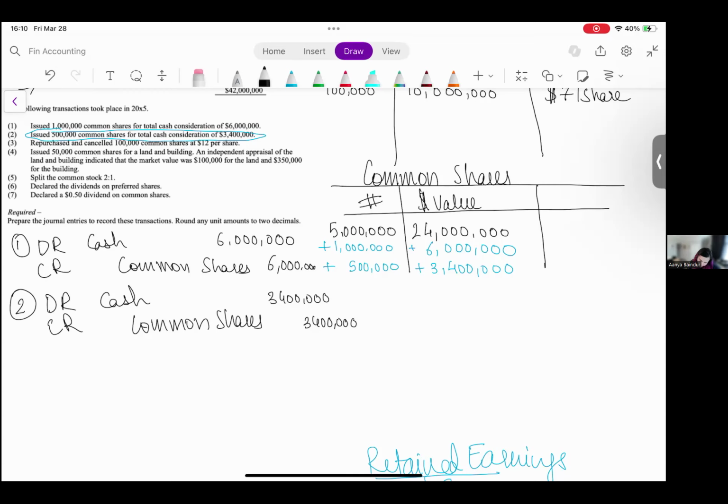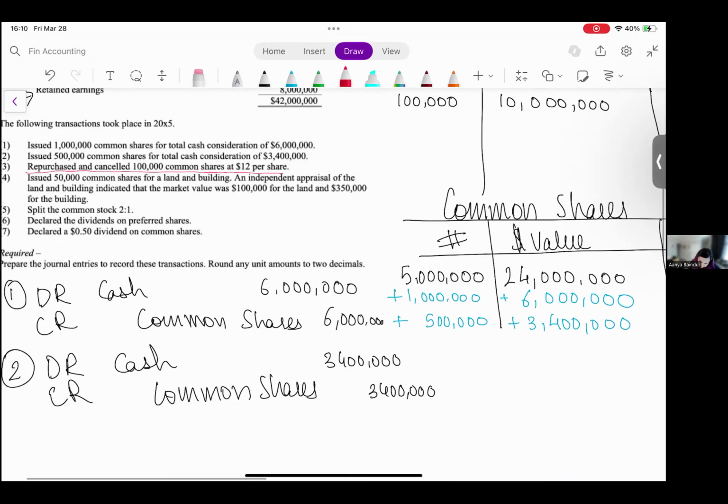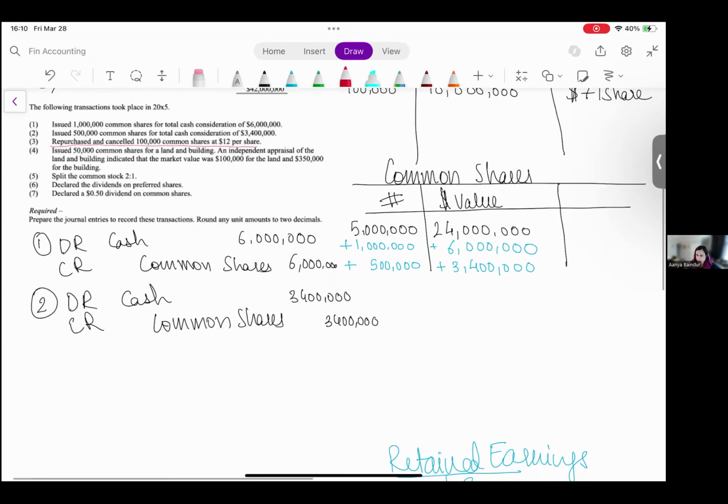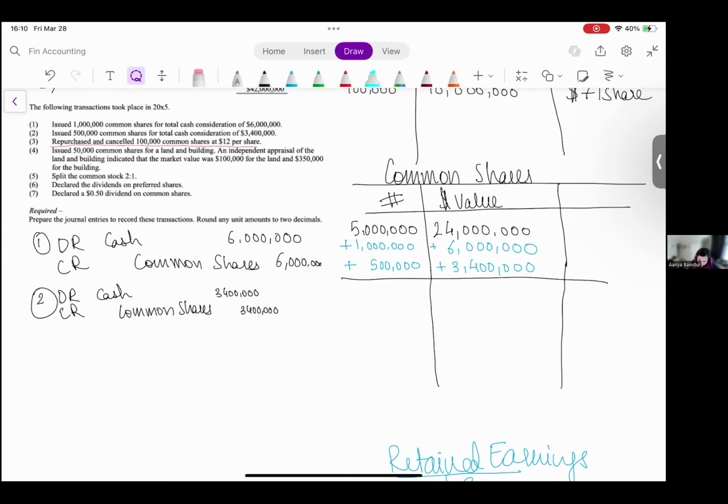Okay. Now the next part tells us that we repurchased and canceled 100,000 shares, and the amount that we purchased them back at is $12 per share. So at this stage, what we have to do is find the average share price. So let's calculate the total number of shares and then find the average share price.